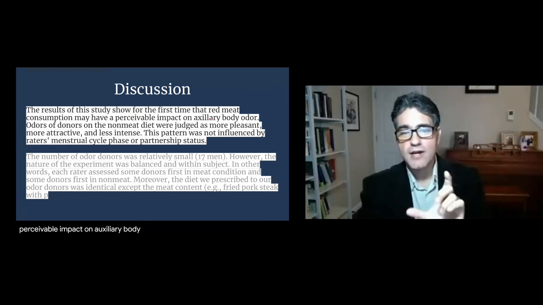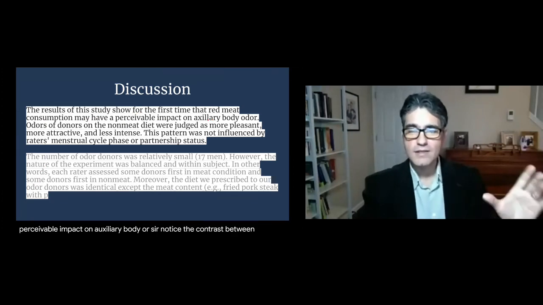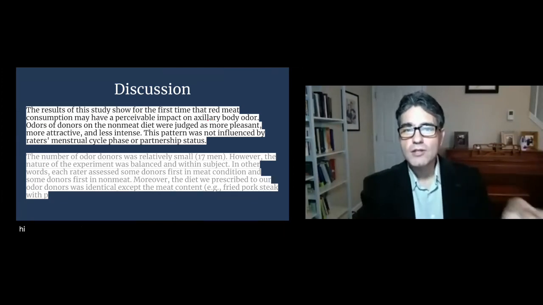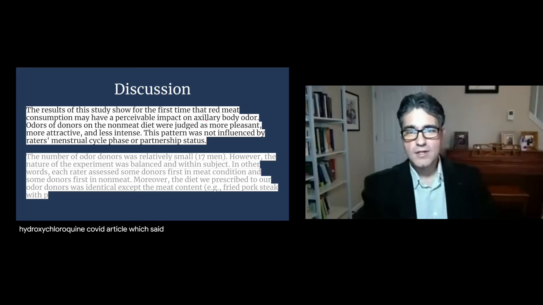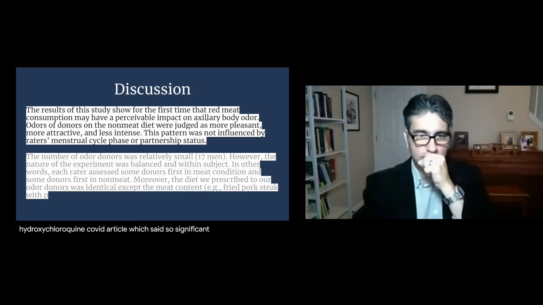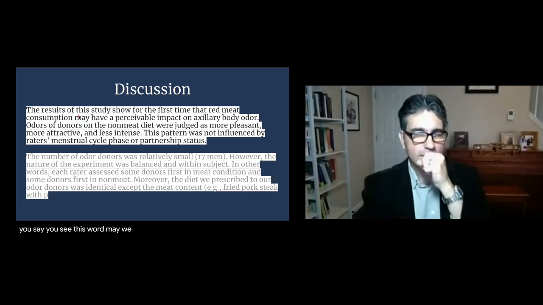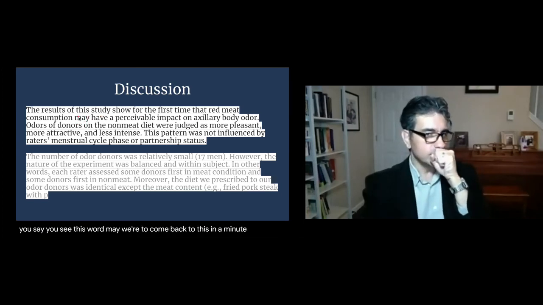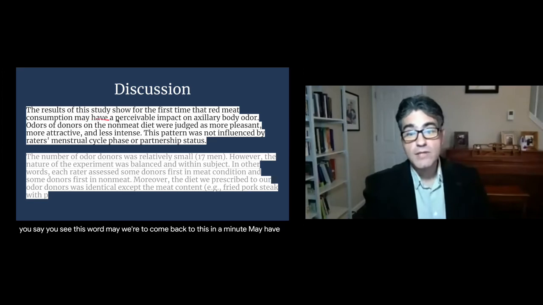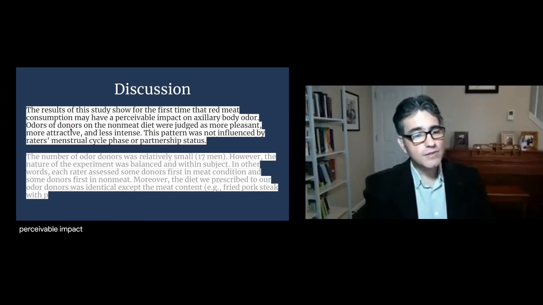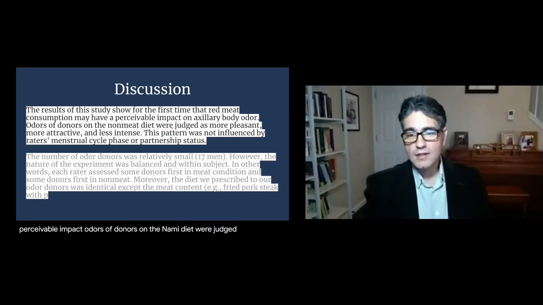Notice the contrast between the hydroxychloroquine COVID article, which said, so significant. Here, you don't see that, you see this word may. We're going to come back to this in a minute. May have a perceivable impact. Odors of donors on the non-meat diet were judged, passive voice, were judged as more pleasant, more attractive, and less intense. That's a fact. That's what happened.